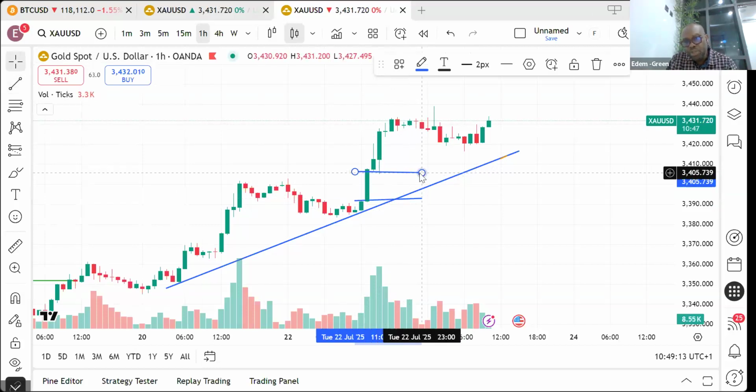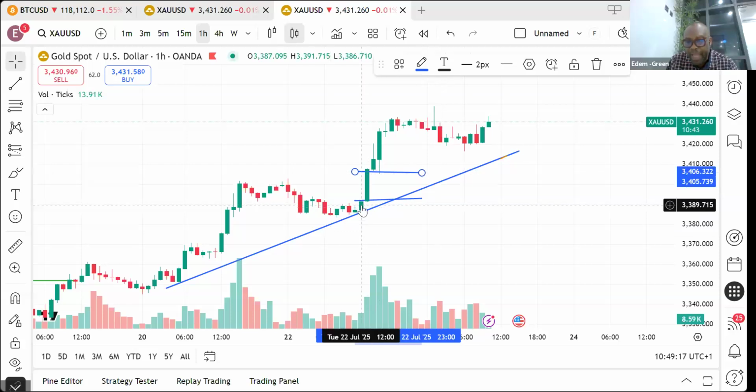You draw it at the bottom of that wick. Please take note, we are considering this first candle. I hope you can see my cursor. And then we are considering the second candle and the third candle. These are the candles that we are considering. So we take the height of this and we take the bottom of this. So this space where you see here is what we call the fair value gap. So now, how do you trade the fair value gap?